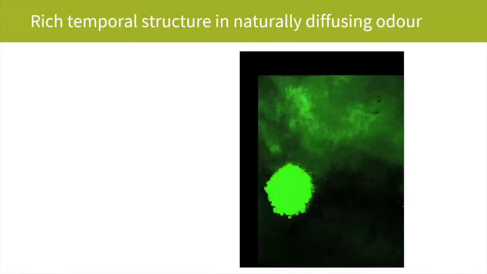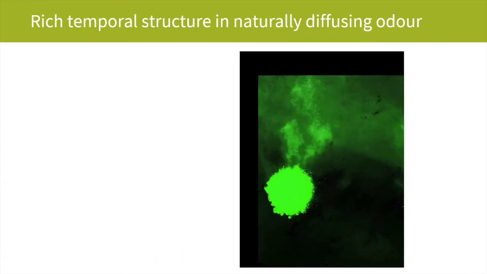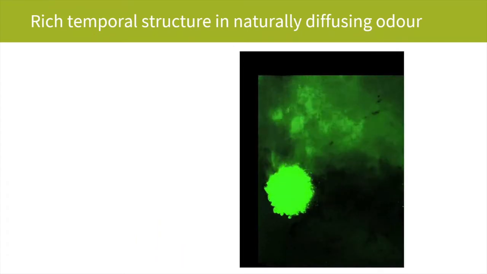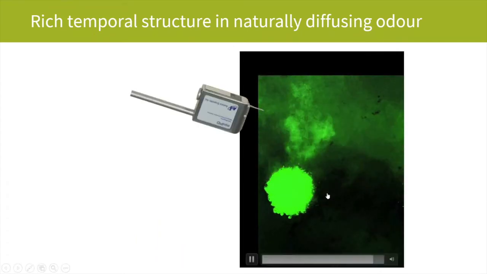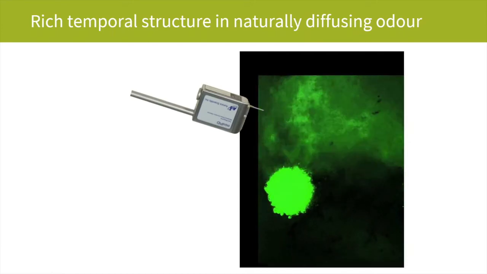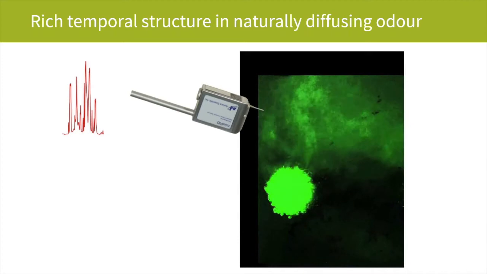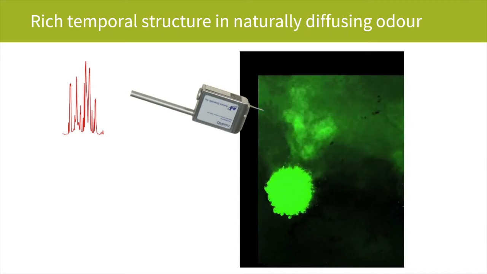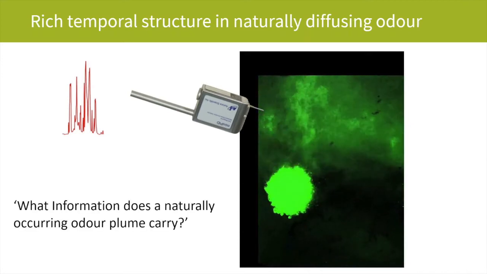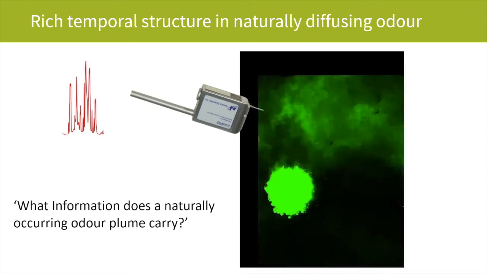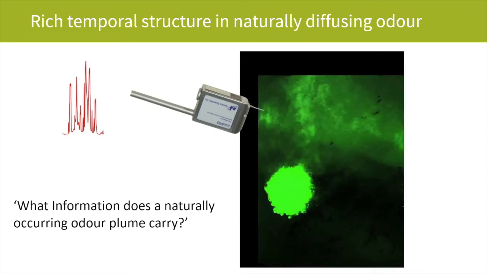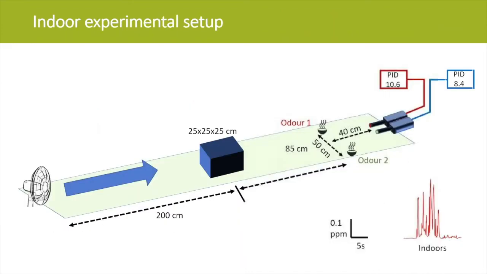So in the natural world, odors get diffused naturally, as you can see in here. And if we stick a fast detector, like the one here from Aurora Scientific, a mini PID, what we get is a rapid fluctuation of odor concentrations. So an important question is: what information does a naturally occurring odor plume carry? This is what we are trying to understand from this project.